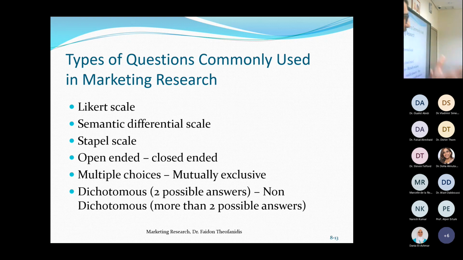For example, age. How old are you? Is it dichotomous or non-dichotomous? Non-dichotomous. There are many values, not only two values. It could be 20, 21, 22, many. So non-dichotomous. Is it mutually exclusive or multiple choice? Mutually exclusive. You can be only one value. I'm 23 years old. And I don't give options, so it's open-ended. Voila. Exactly that. Bravo.